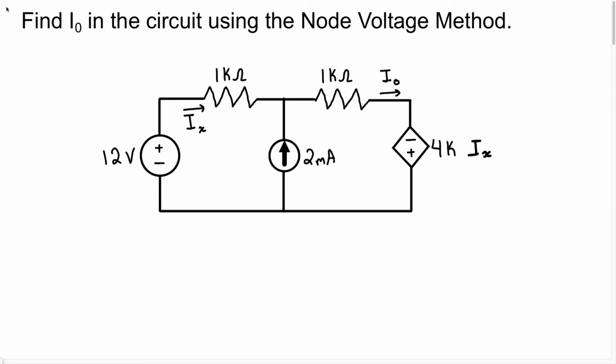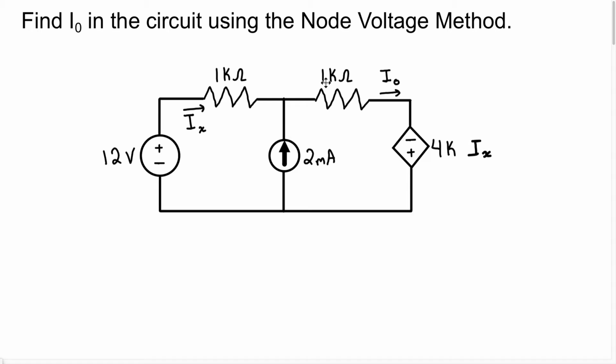Okay, let's do this question. It says find IO in the circuit using the node voltage method. So we have this circuit diagram and they want us to find the current IO, which is the current passing through this 1K resistor. Okay, so the first thing we're going to do is label our essential nodes and label our ground node.